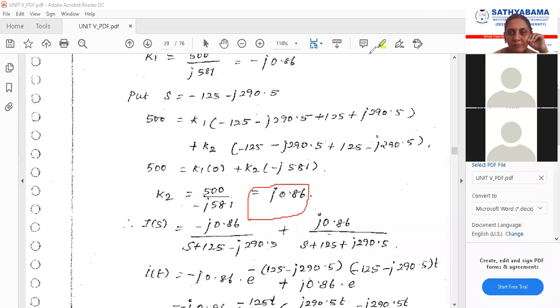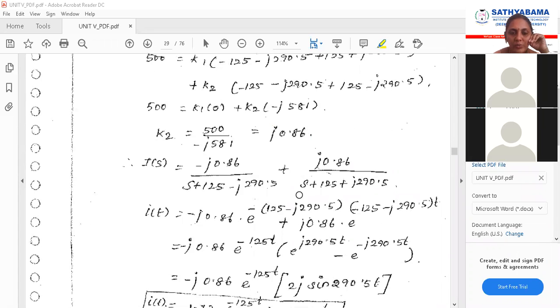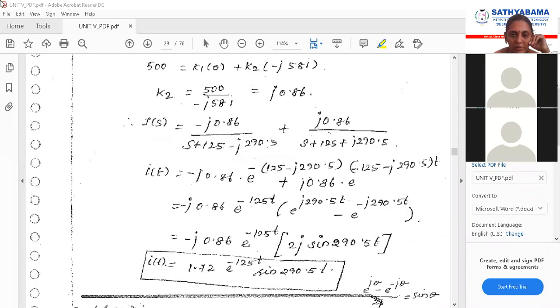K2 value is j into 0.86. Okay. Now after finding K1 and K2 value, you are going to substitute in the master equation there and you are going to take the inverse Laplace. Okay. So I of s is equal to minus j into 0.86 divided by s plus 125 minus j 290.5. Okay. And the other term will be positive.